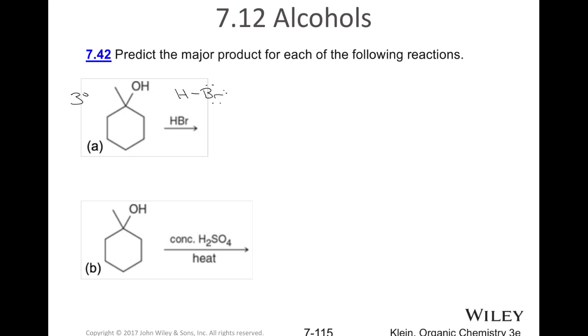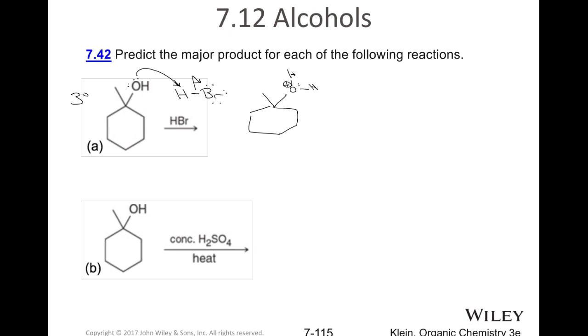SN1 mechanism. So just to give you a little bit more information, if we draw the mechanism, the first step is going to be protonation on the oxygen to convert our hydroxyl into an oxonium, which converts it into a good leaving group, because then it will leave as water, which is the conjugate base of hydronium, which is a strong acid. So let's draw this intermediate.